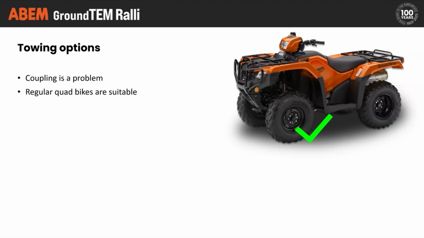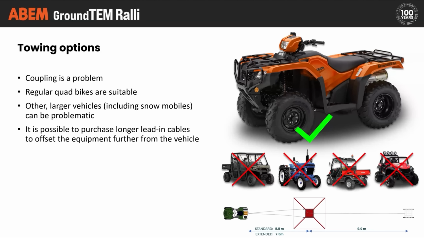We've got plenty of distance between the apparatus and the tow vehicle to avoid that coupling. However, if we have vehicles that have big roll cages, big metal load beds at the back, or are just much larger vehicles, then we get into the issues of coupling coming in. So for that reason, we have the standard and the extended lead-in cables. And so there is that decision to be made. What is the most likely thing you will be towing this with?